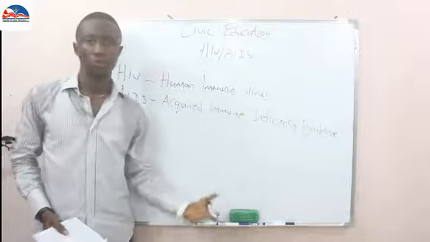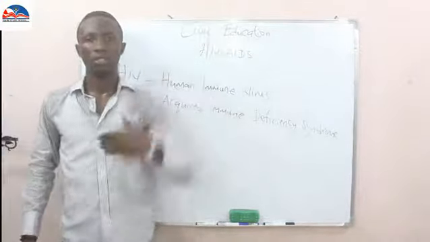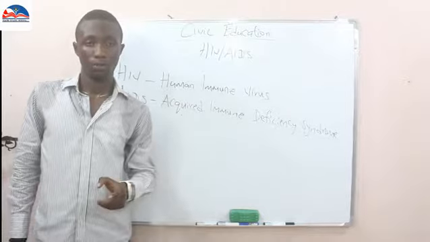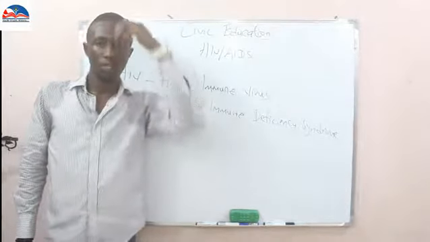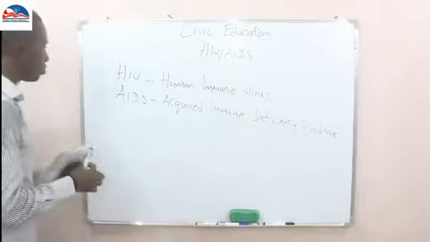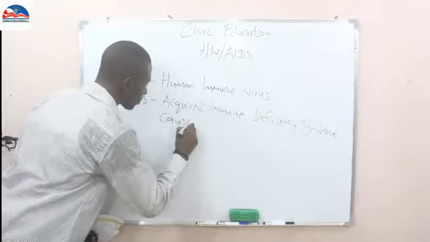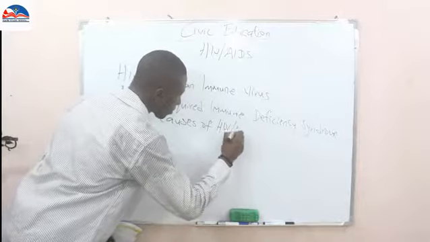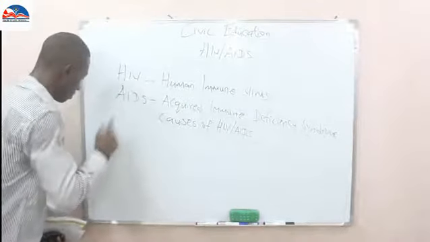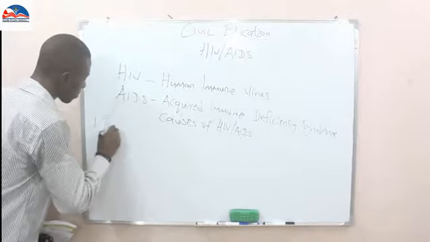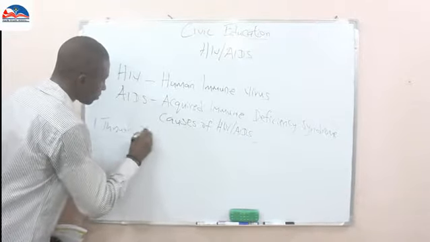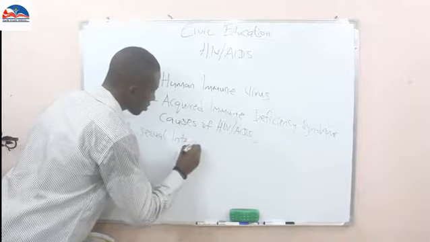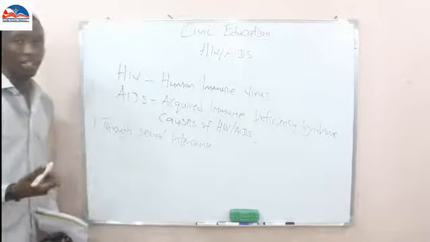But before we look at the preventive measures, let's look at the causes. How can one be infected with HIV? It is communicable. It can pass from one person to another. So how is it communicable? First of all, it's through sexual intercourse. That's the first one. One can get HIV through sexual intercourse.